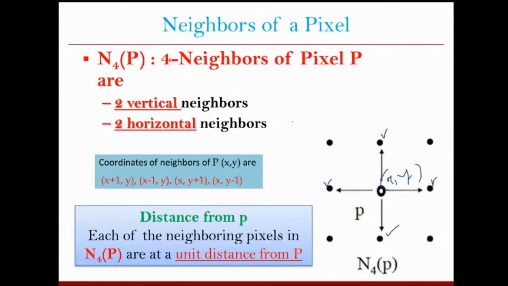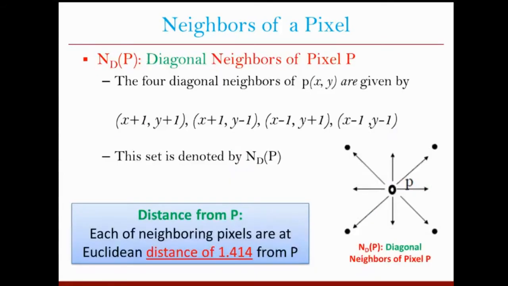And if you compute the distance of these neighbors from the given pixel, from this central pixel for which we are computing the neighbors, you will find that the distance is 1. Right? Because, let's say this is x comma y plus 1, and the central pixel is x, y, so the difference between them is just 1. And similarly, it is true for all other neighbors.